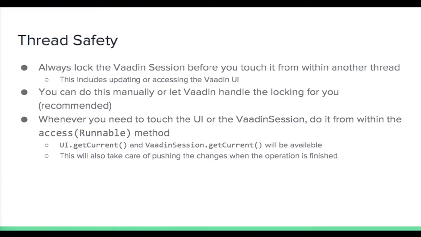And if you invoke this method, on the next opportunity it gets to run it, it will lock the session, perform your Runnable, then unlock the session and send a push notification to the client. So if you're just using this access method, you will get both session locking and a push for free. This is an asynchronous method, so once you call access, it will return immediately and run this Runnable somewhere else.